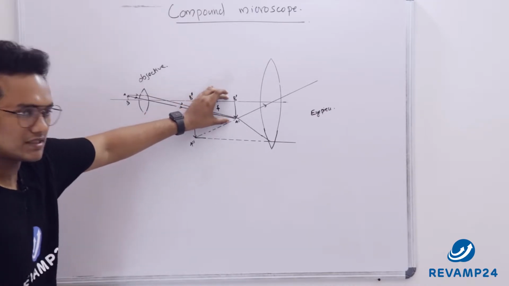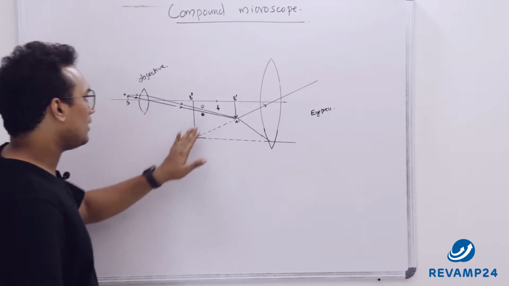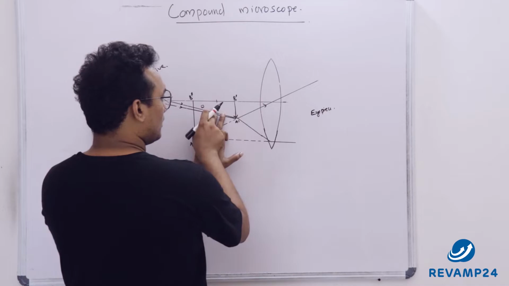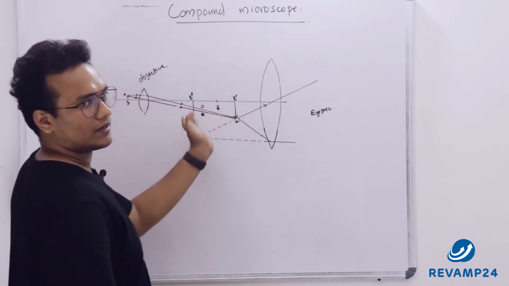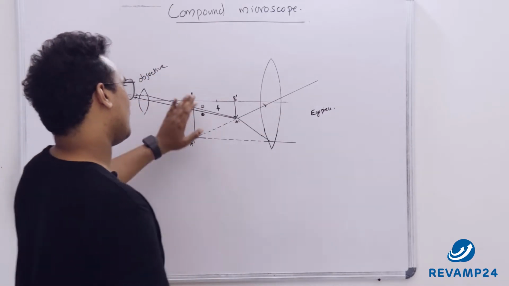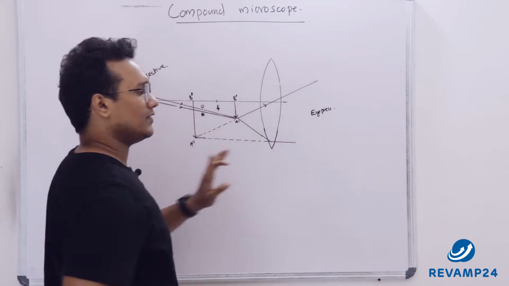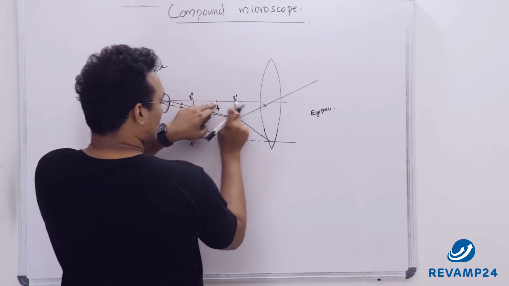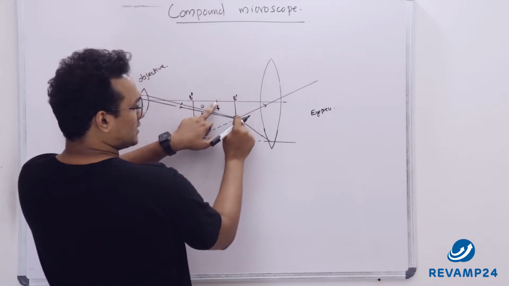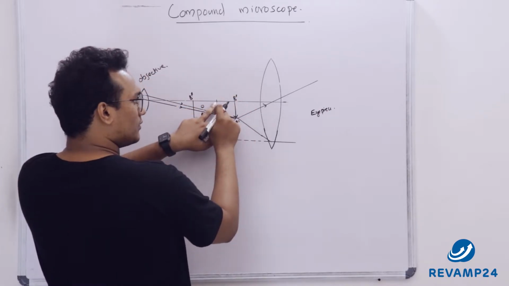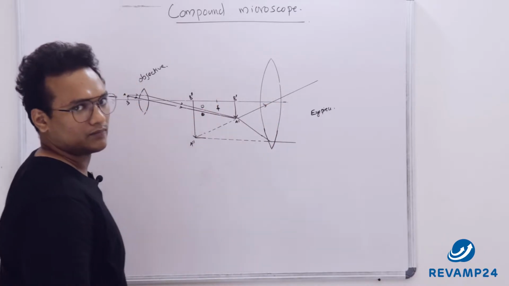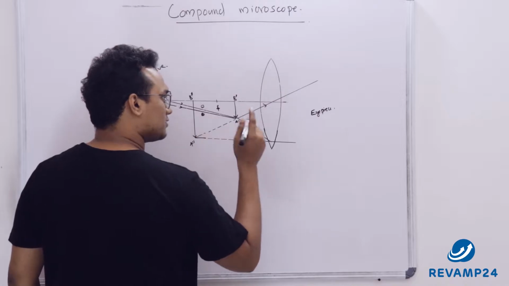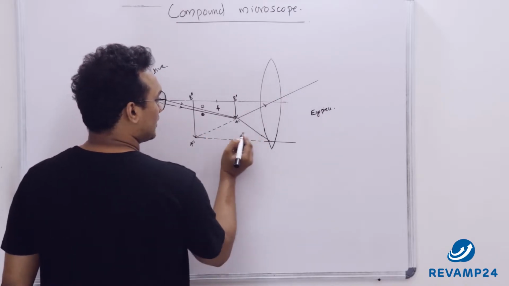I know that an image is created here. Now I will keep this image in between the focus and optic center of a different convex lens. So I have a different convex lens here which is the eyepiece. Now this image is kept in between. So automatically the moment the image is formed here, it is formed in between focus and optic center. So what will happen? Now from here there would be 2 rays or multiple rays. So I am going to consider 2 rays.